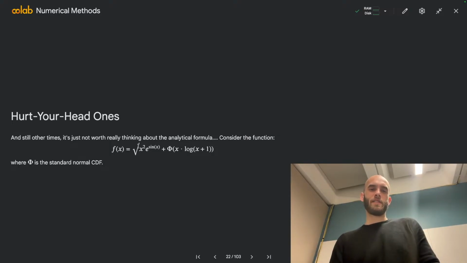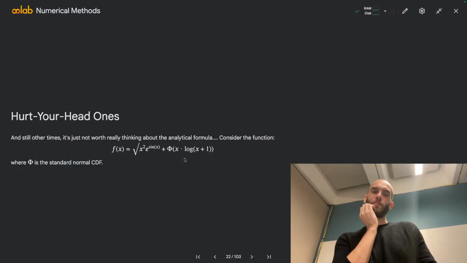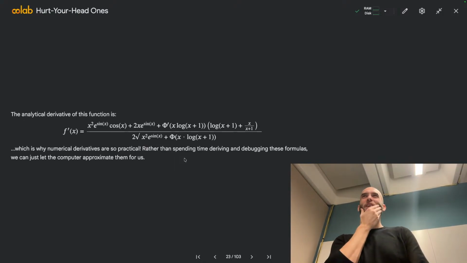So this is the square root of x squared times e to the sine of x plus capital sigma, which is the normal CDF, a really gross function in itself, and then we multiply that by this thing. Can you do this in your head? Can I show you the answer? Yeah.